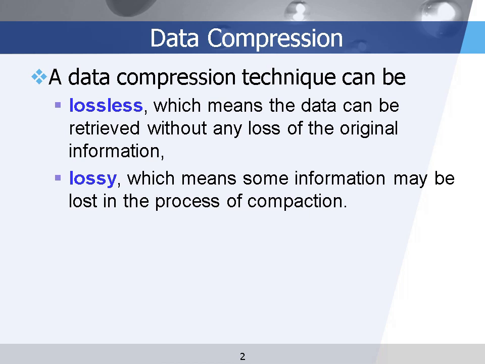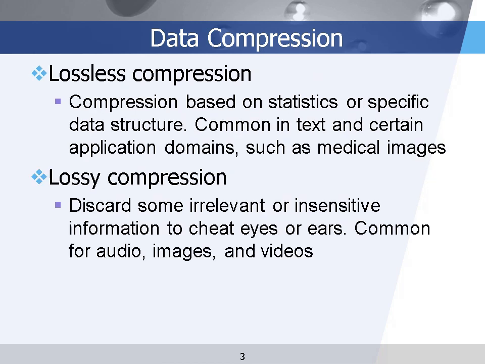Basically, we have two types of data compression, the lossless data compression and the lossy data compression. The lossless data compression means that the data can be retrieved without any loss of the original information. The lossy compression means that some information may be lost in the process of compression. The lossless compression is based on statistics or specific data structure. So it's common in text and in certain application domains, such as medical images, especially where the information is so important that you cannot lose any of it.